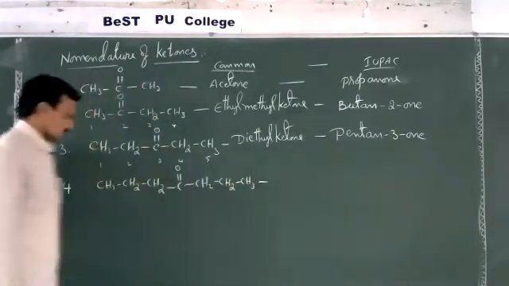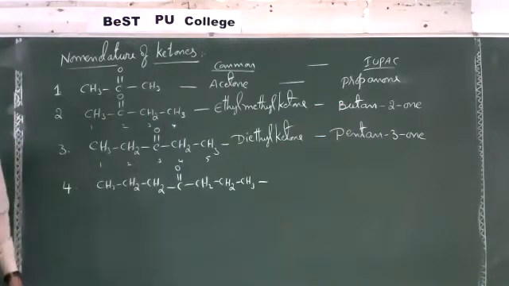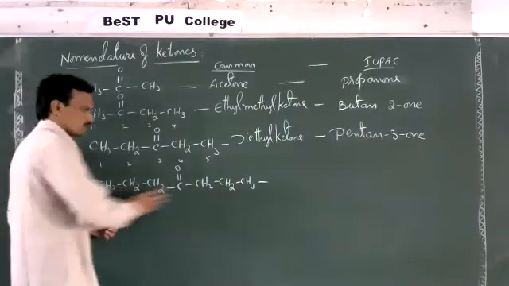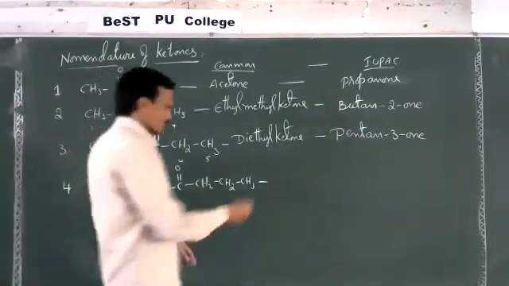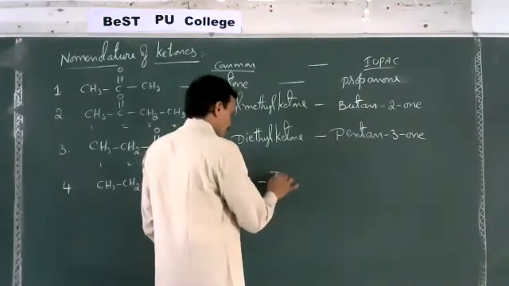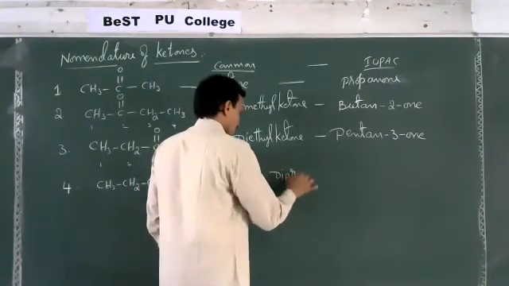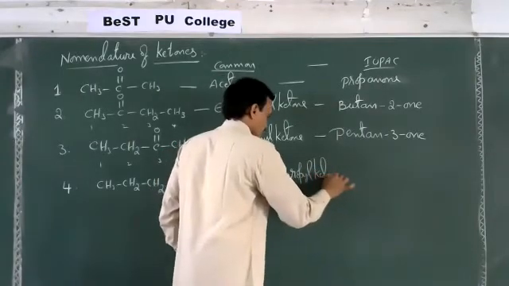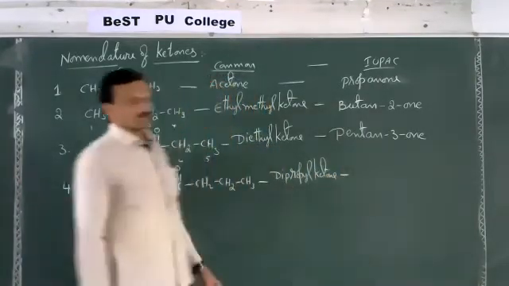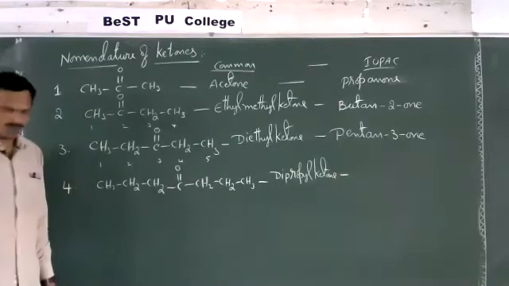Let's see one more example. Now here also the two alkyl groups are the same. This is a propyl group and this is also a propyl group. So this is dipropyl. Dipropyl ketone. So dipropyl ketone is the common name.